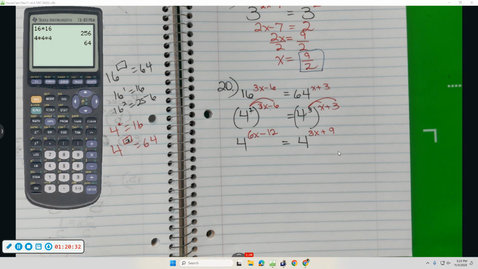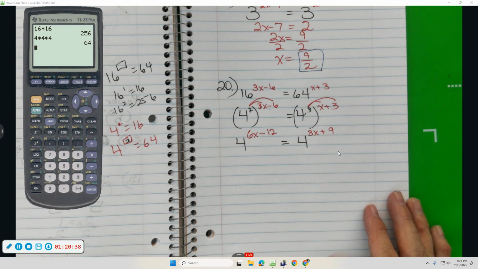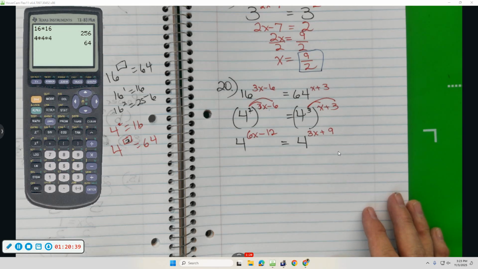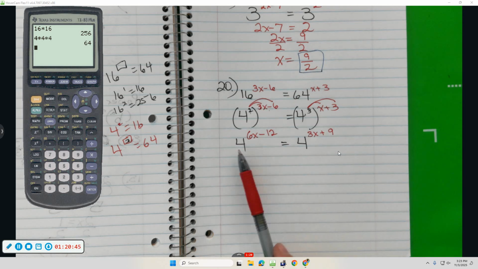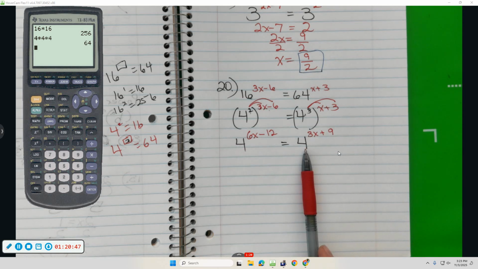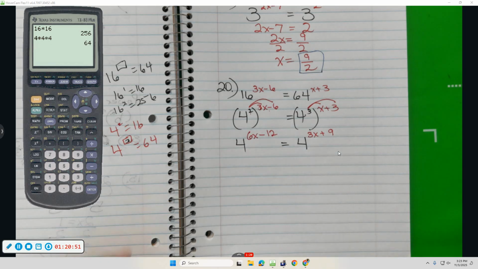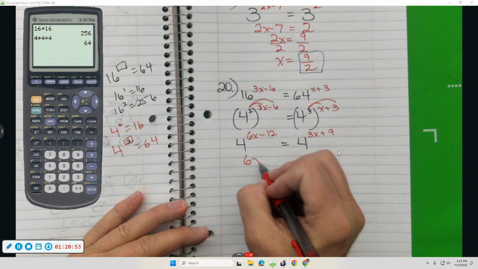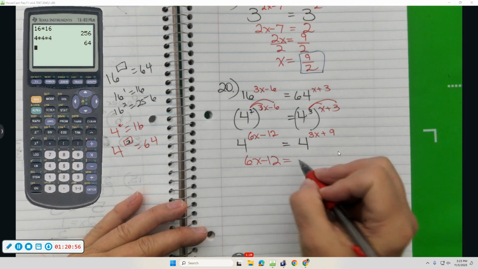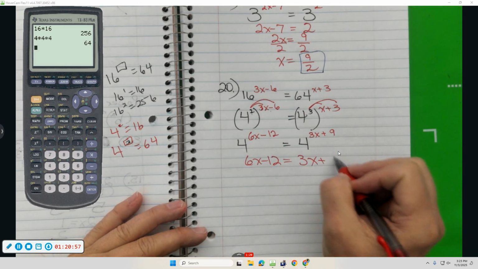Any questions there up to this point? Because at this point, we're now ready to drop the base and set the exponents equal. As I said, the real work in the problem is getting to this point where you have the same base on both sides, so you can drop those 4's and set 6x minus 12 equal to 3x plus 9.